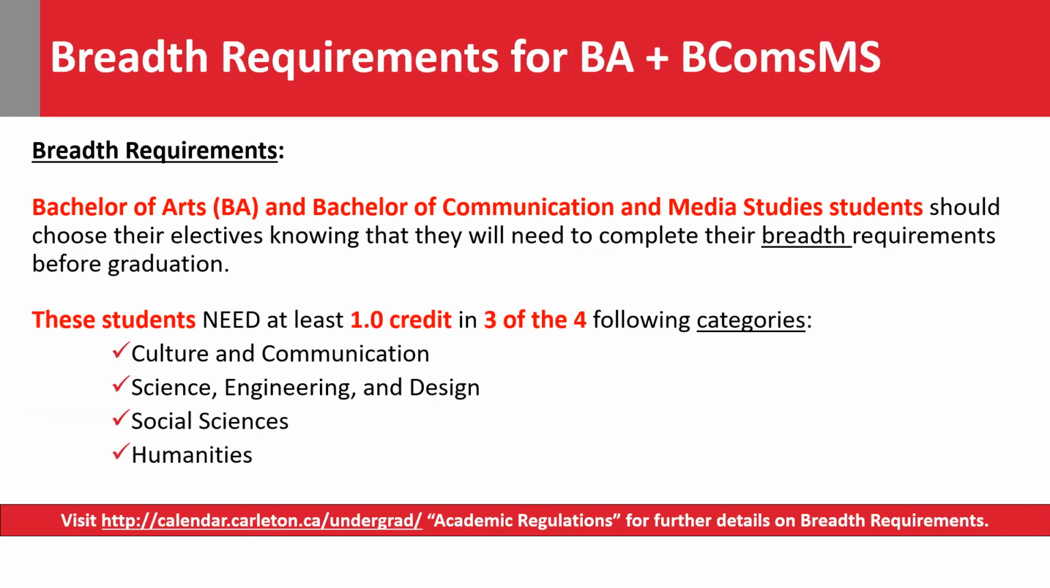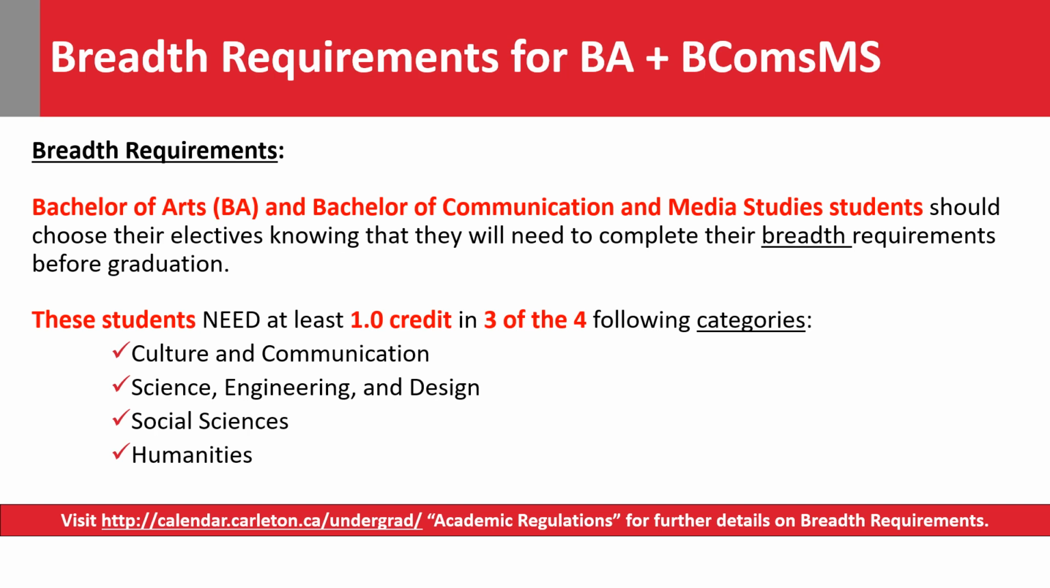The breadth requirement applies to students in a Bachelor of Arts program, and it helps to ensure students are well-rounded and graduate with expertise in multiple areas of study outside their major. When choosing your electives, it's important to be mindful that you must complete 1 credit in 3 of the 4 following categories: Culture and Communication, Science, Engineering and Design, Social Sciences, Humanities. The undergraduate calendar lists which courses fall within each category to help you with your planning.